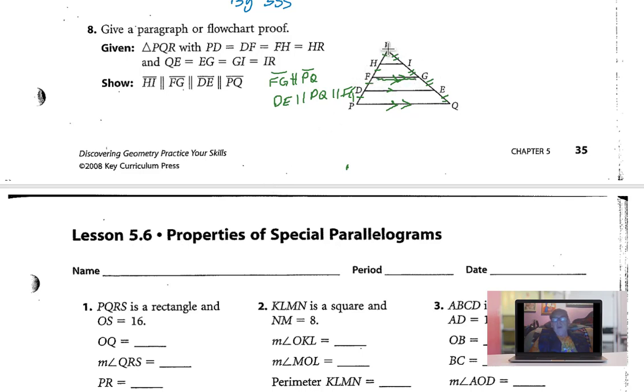And then we use this triangle for the upper half, this RFG triangle. If FH and HR are congruent, H is the midpoint of that side. And if RI and IG are congruent, then I is the midpoint of that side. That makes HI the midsegment of this upper triangle. By definition of midsegment, HI is parallel to FG. So basically, we're able to show that all these midsegments are parallel to each other and to the side of the big triangle, side PQ.